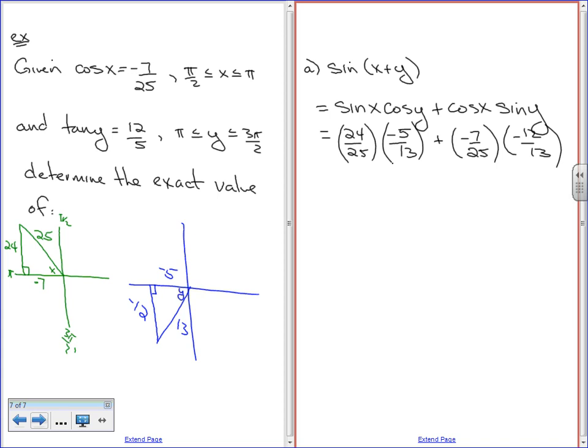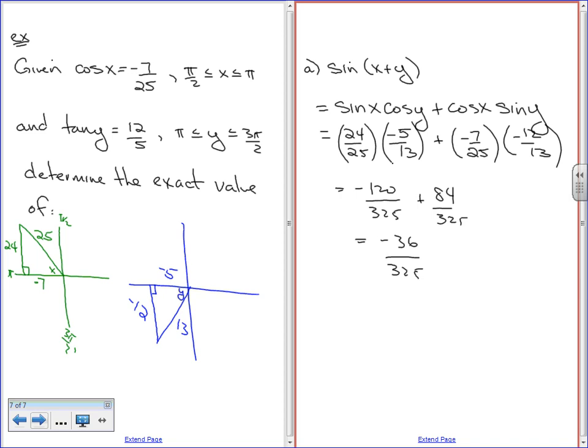Okay? If you don't, then you're just going to have to do some math by yourselves to get the answer that this would be negative 120 over 325 plus 84 over 325, which adds to negative 36 over 325.